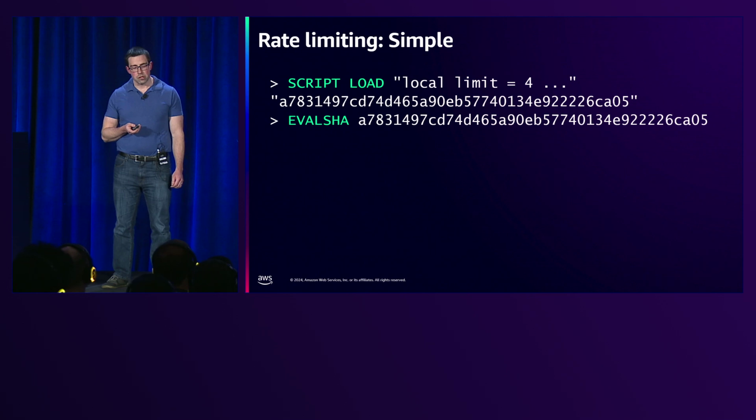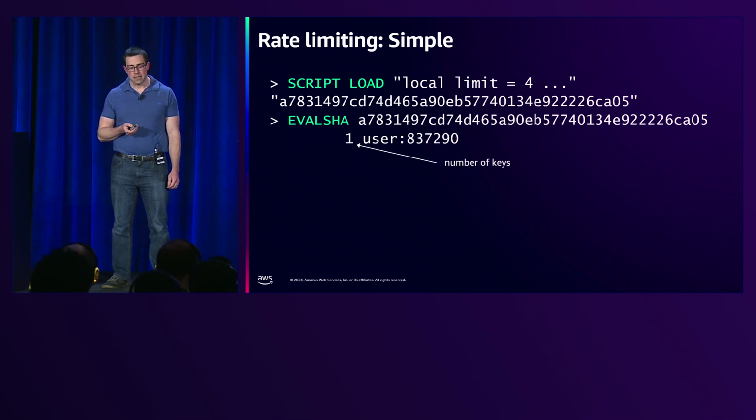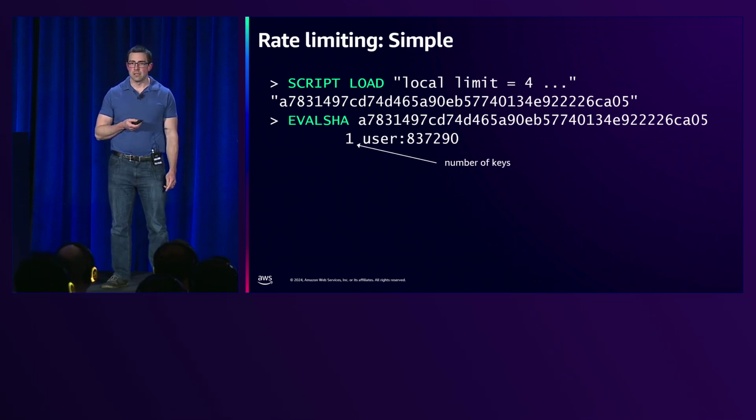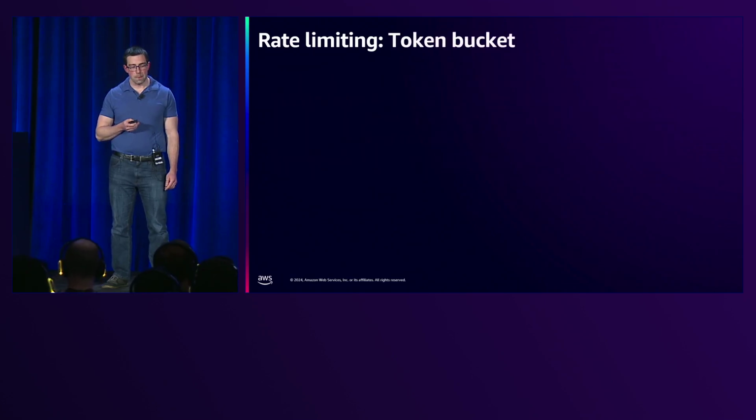So we do an EVALSHA with the script ID and can pass it those arguments we talked about before. In this case, just a single argument, which is the key that we're operating on. And various frameworks and clients will abstract this in different ways so that you don't actually have to manipulate the SHAs directly, but this is the general process that you would use to invoke scripts. So let's look, and in this case, we get back a 1 saying that the first call is authorized.